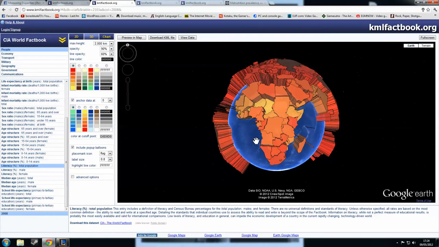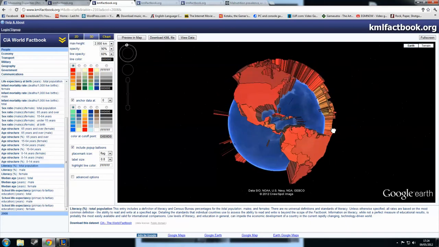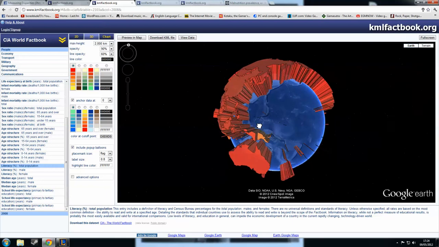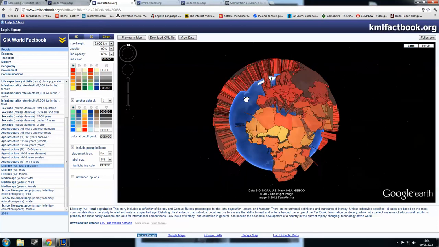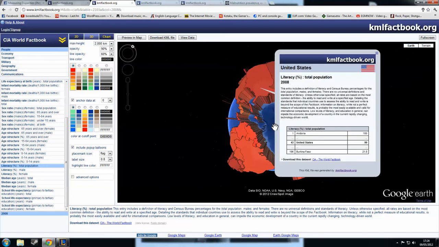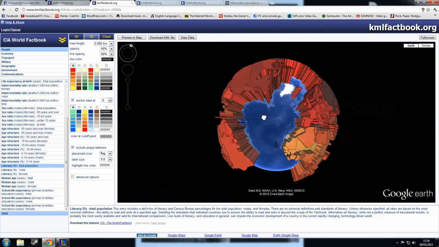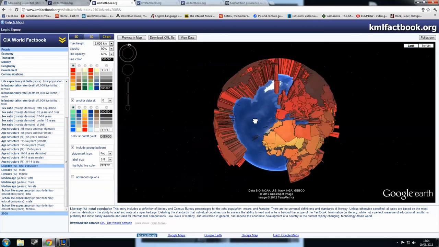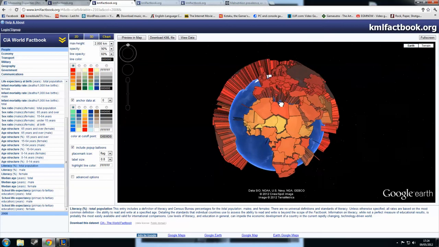This map is sort of a reverse of the last, as we can see that Africa is a lot lower than the rest of the world, as the majority of the world almost has a 100% literacy rate. As we can see, the MEDCs of the United States, 99%. And Andorra, obviously, because it's such a small population, it can say it has 100%.